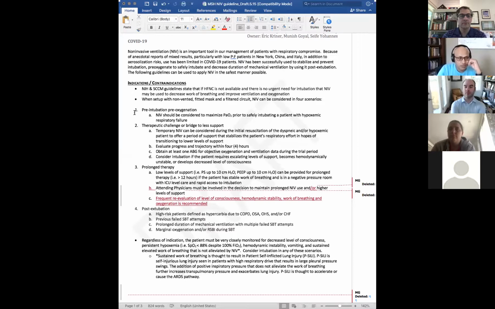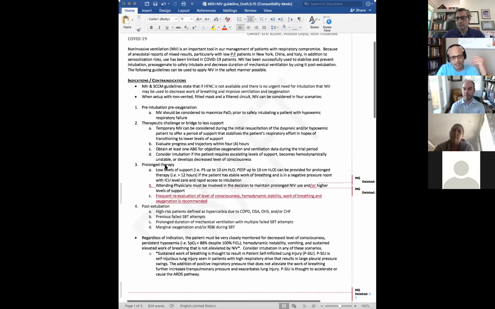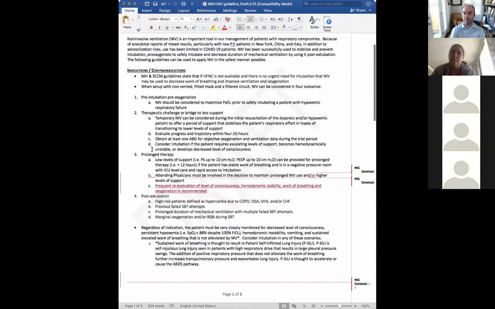The first is pre-intubation pre-oxygenation: if you're intubating these folks, they're usually profoundly hypoxemic, and it's worth using non-invasive to get the PaO2 up as high as you can pre-intubation. The second is something I think Rory might have touched on. When these folks first come in, they've been hypoxemic for some period of time, usually quite tachypneic and tachycardic. We've all seen these folks. Putting them on non-invasive for a brief period, a few hours, may allow them to decrease their work of breathing and tip their supply-demand mismatch back into a favorable place.